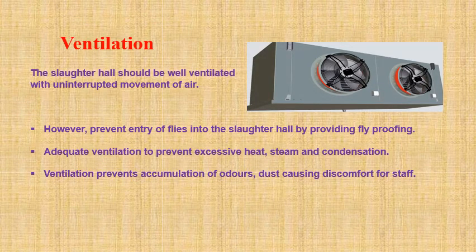Ventilation. Ventilation is very important for this kind of industry, abattoir or meat industry. So the slaughter hall should be well ventilated with uninterrupted movement of air. However, it should prevent the entry of flies into the slaughter hall by providing fly-proofing nets or wire mesh in all the windows and other ventilation areas.